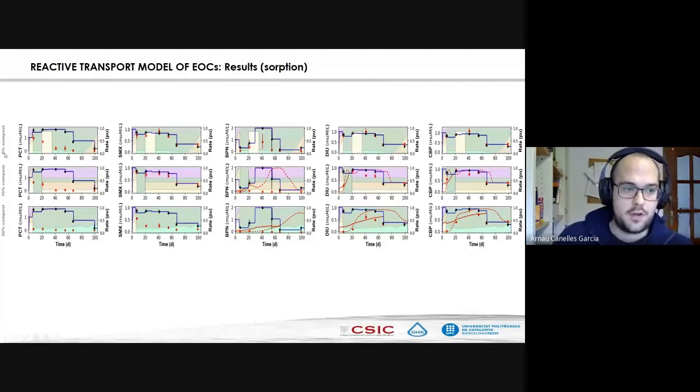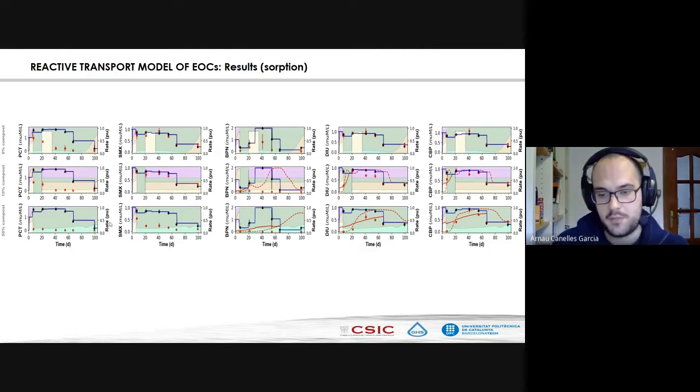First, we have the three kinds of columns with 0% compost, 10% compost, and 50% compost. So far, so good. Then the different kinds of emerging organic contaminants, which have their concentrations in micromoles per liter, and we also have the rate of the geochemical processes. Let's go further into that. We can see different kinds of data in these graphs. The black dots are the input concentration, the inlet concentration. The red dots are the outlet concentrations, so these are the ones that we want to match in these breakthrough curves.